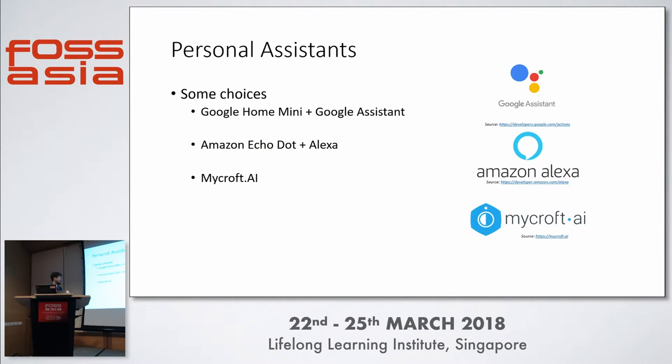So there are a few choices out there, like proprietary software and hardware, like Google Home Mini with Google Assistant, Amazon Echo Dot. But there is also this Mycroft.AI open source project. However, I have to admit that I tried it on my laptop, but I didn't really configure it to connect with my smart house. This is a work in progress.